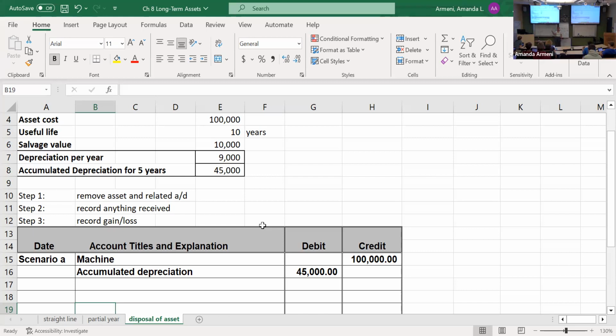Any other questions about the first two pieces of our entry? Obviously, we're not done because nothing balances yet. Okay? That's step one. Step two, what did we get? In the first scenario, what did we get when we disposed of our asset? We got cash, right? So debit cash, how much did we get? 60,000. Still aren't balanced. I'm going to change this a little bit so I have more room.